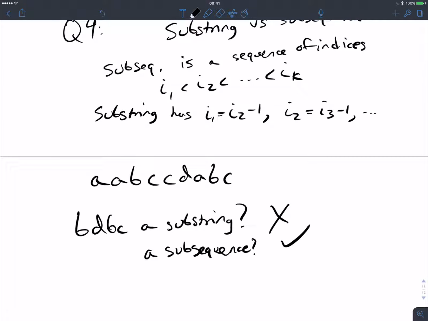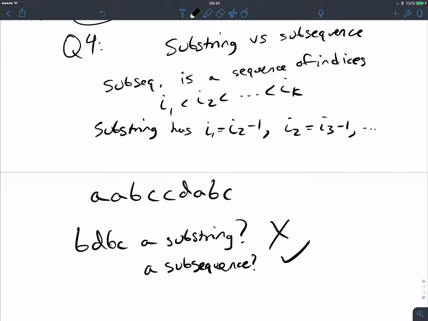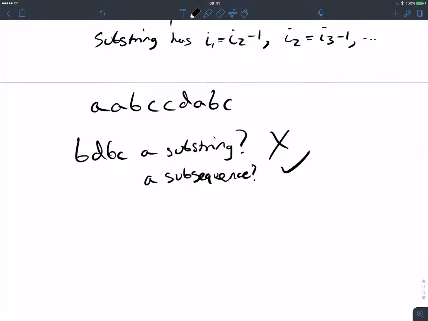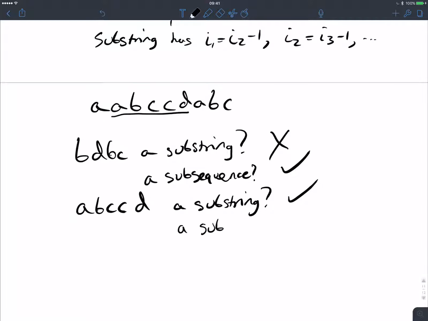So the informal way of saying this is that a substring is just a subsequence where everything is adjacent to each other. So for example, A, B, C, C, D. Is that a substring? Yes, because they're all adjacent elements in the sequence. And is it a subsequence? Yeah, because it's a substring, it's a subsequence by definition.